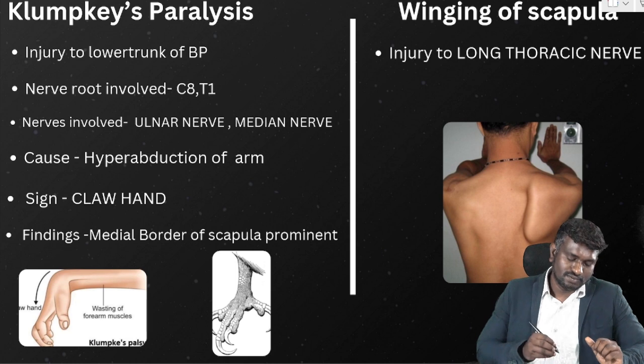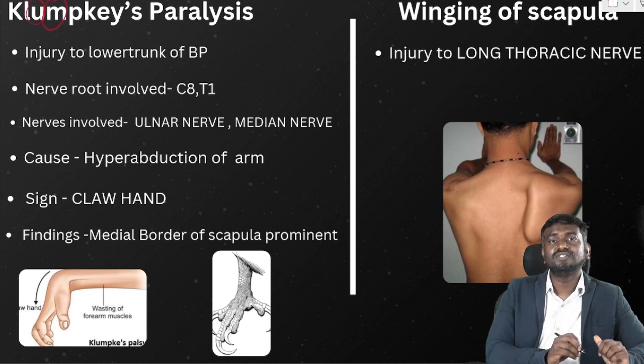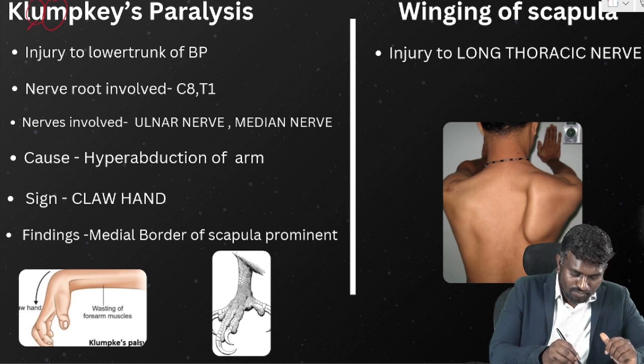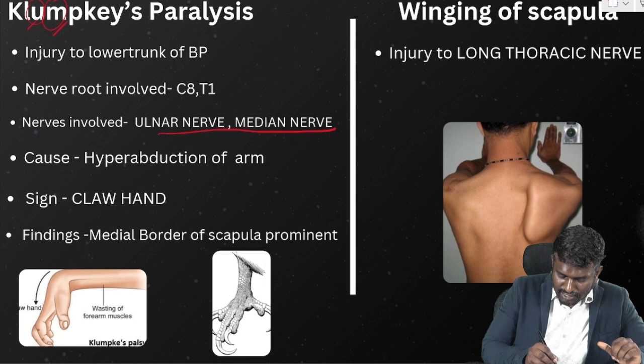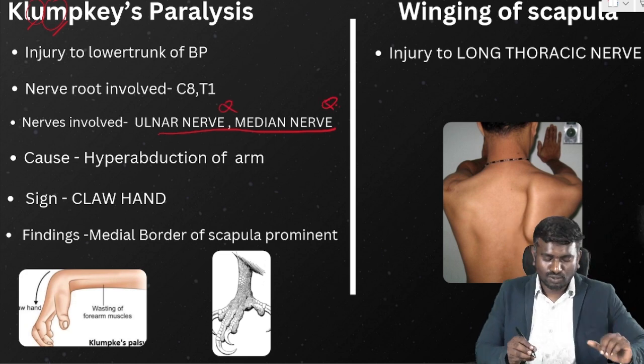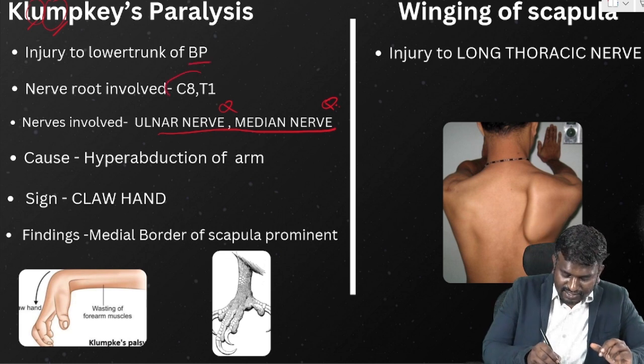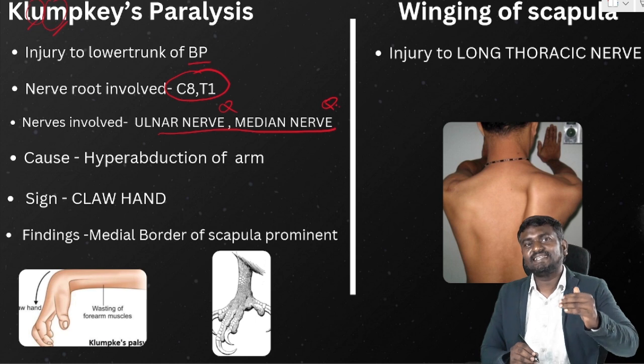Let's discuss Klumpke's and winging of scapula. Klumpke's, remember the word itself has U and M inside. It is due to injury to the ulnar nerve and also the median nerve. Nerves involved are going to be the ulnar nerve and median nerve. It is injury to the lower trunk of the brachial plexus. Nerve roots involved are going to be C8 and T1.